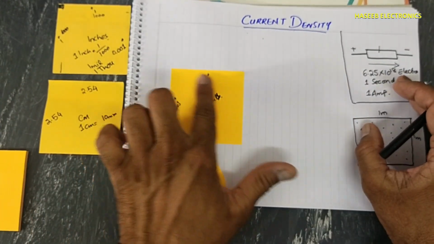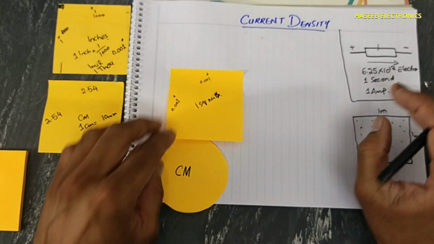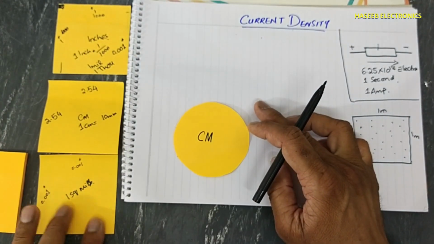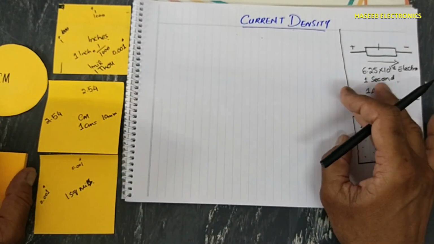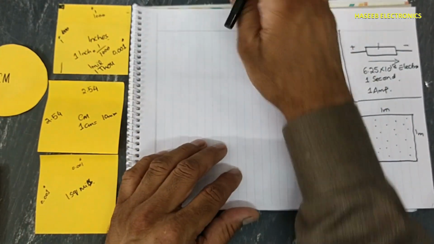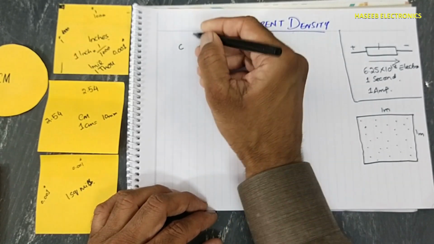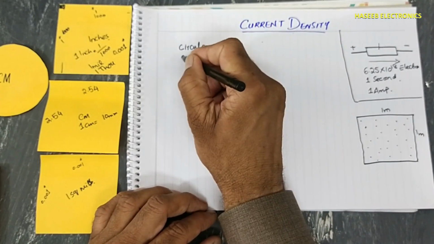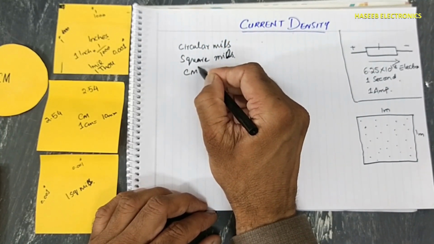Here it is length, width, but here it is pi r square. So there are conversions in these circular mils and square mils. Now we have circular mils, square mils, then we have centimeter square.